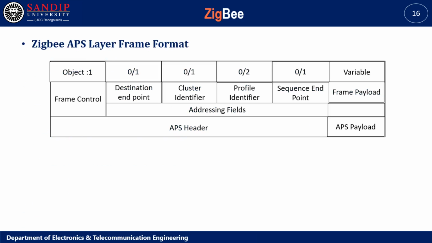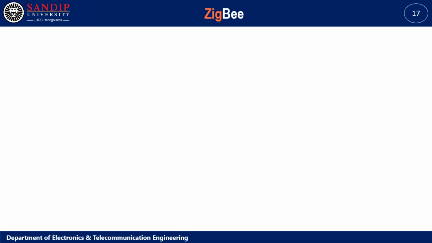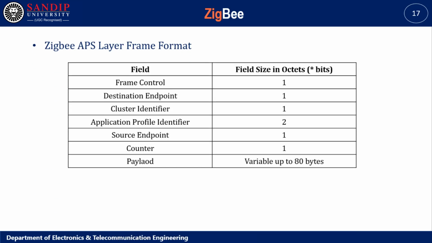ZigBee APS layer frame format. Figure shows the APS frame format. The figure shows the field and field size in octets. Frame control is of 1. Destination endpoint is of 1. Cluster identifier is of 1. Application profile identifier is of 2. Source endpoint is of 1. Counter is of 1. And payload is variable up to 80 bytes.